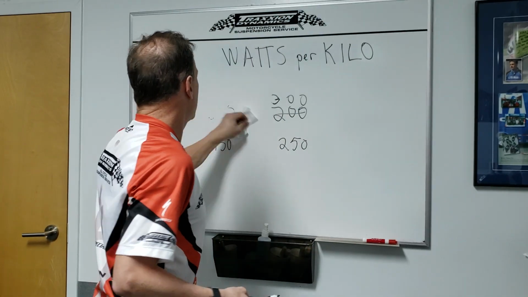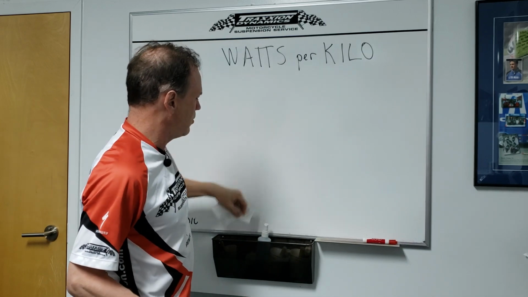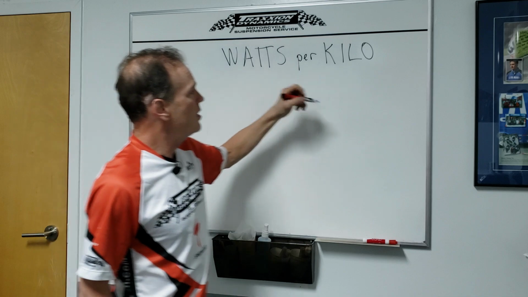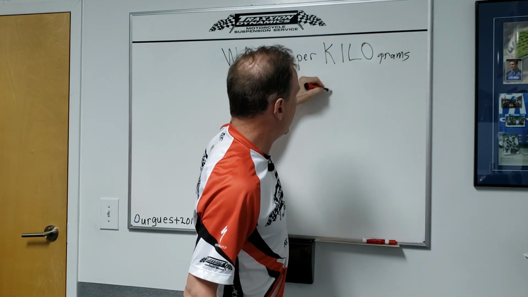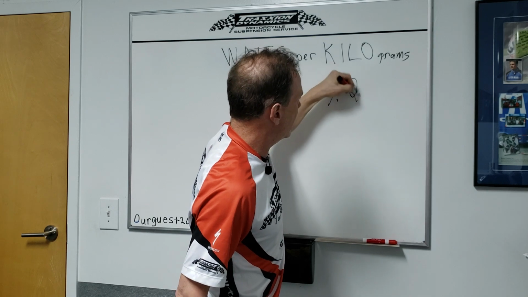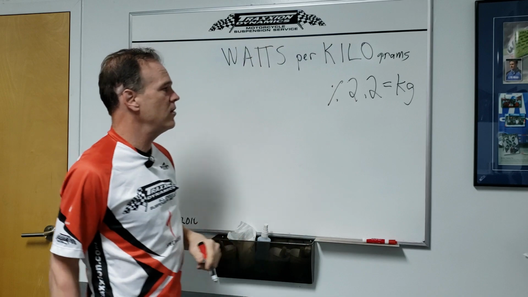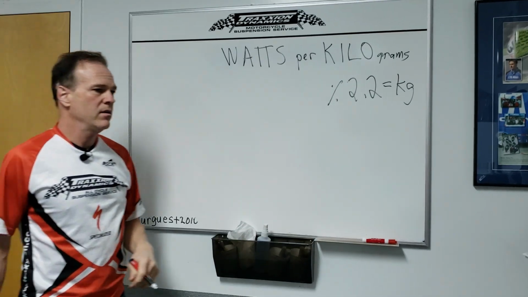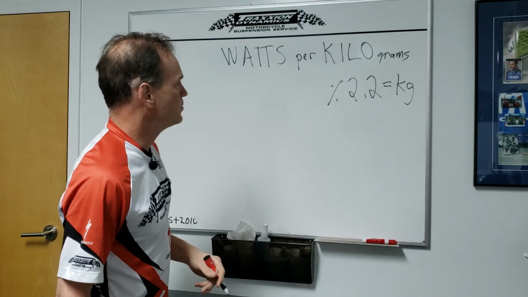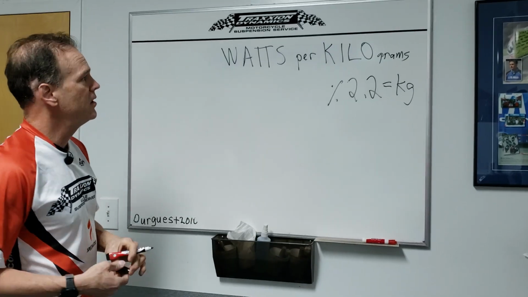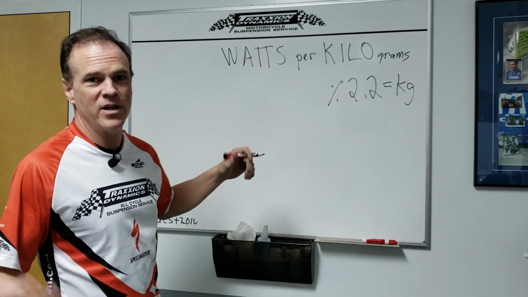Now, what you need to do is determine what your body weight is in kilograms, and that is a simple matter of dividing your body weight in pounds by 2.2, and that equals kilograms. So if you weigh 150 pounds, you're going to be approximately 70 kilograms. If you're 220 pounds, you are 100 kilograms.